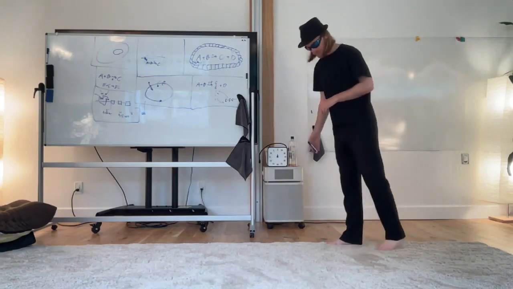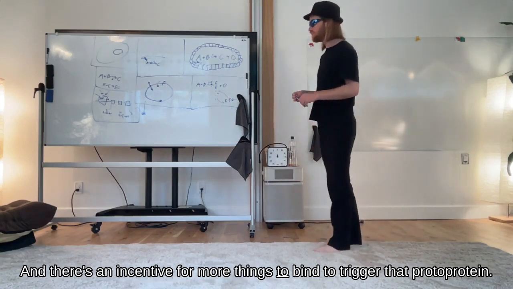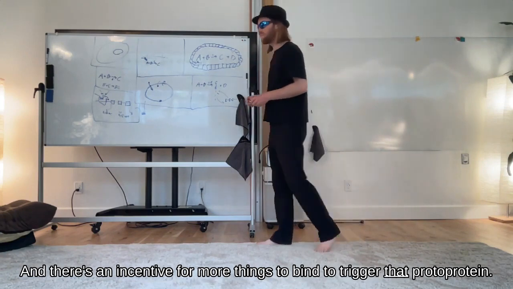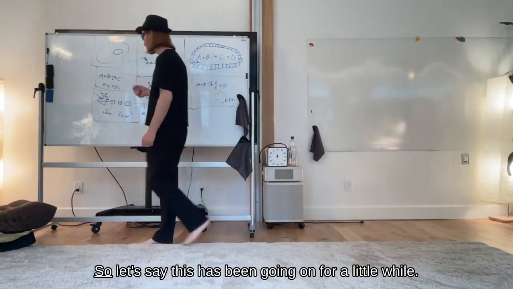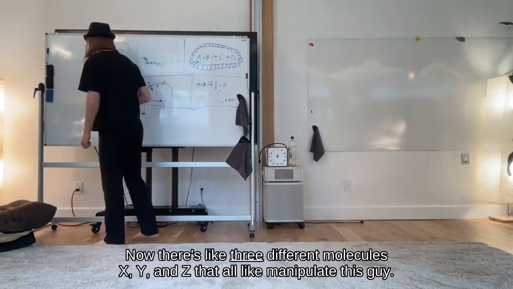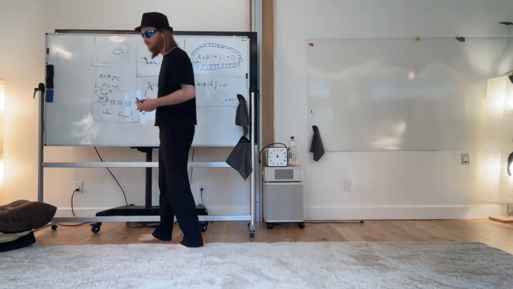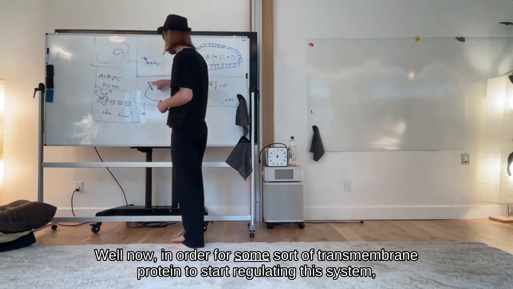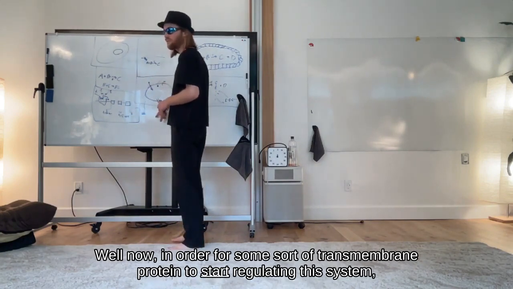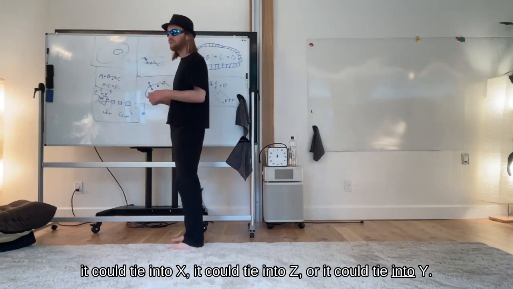Now there's mutations where all the A related things are downstream of that protein or protoprotein, and there's an incentive for more things to bind to trigger that protoprotein. So let's say this has been going on for a little while. Now there's 3 different molecules X, Y, and Z that all manipulate this guy. Well, now in order for some sort of transmembrane protein to start regulating this system, it could tie into X, it could tie into Z, or it could tie into Y.